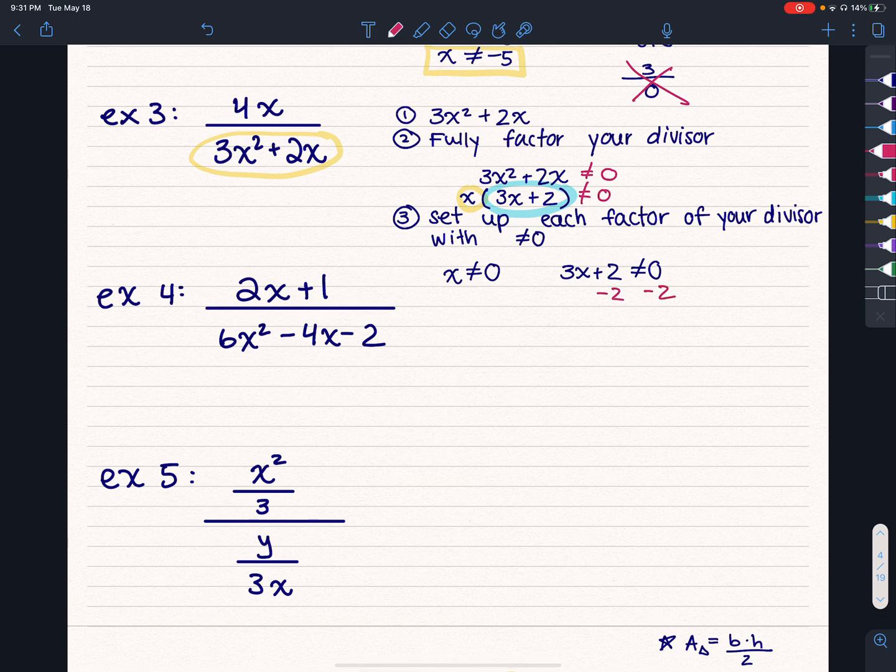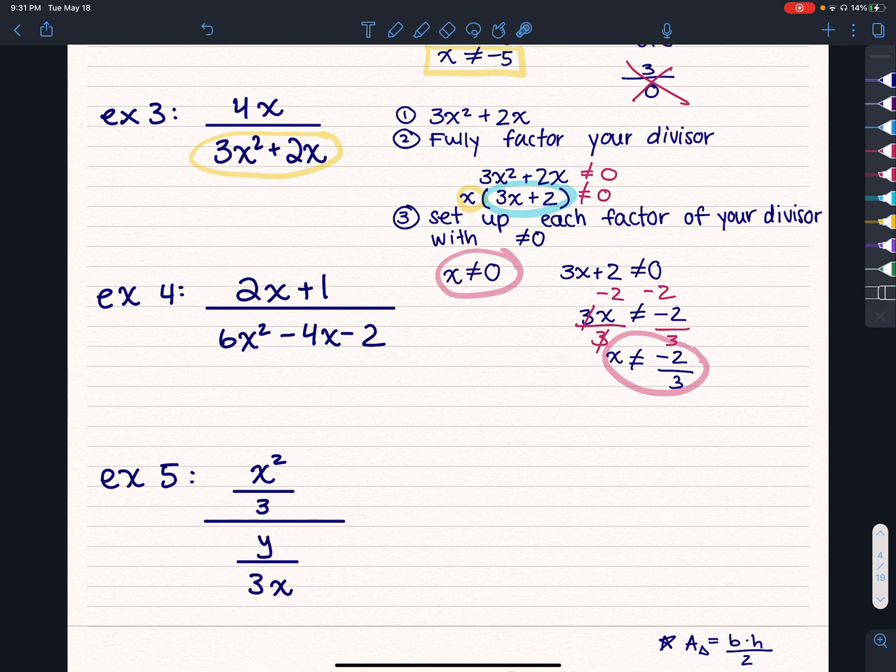And we solve for x as we would if this was an equality. So here we minus 2 on both sides. 3x does not equal minus 2. And then we divide by 3 on both sides. So x cannot equal minus 2 over 3. And so this whole situation, these are your restrictions in this case. You have x cannot equal 0 and x cannot equal negative 2 over 3.